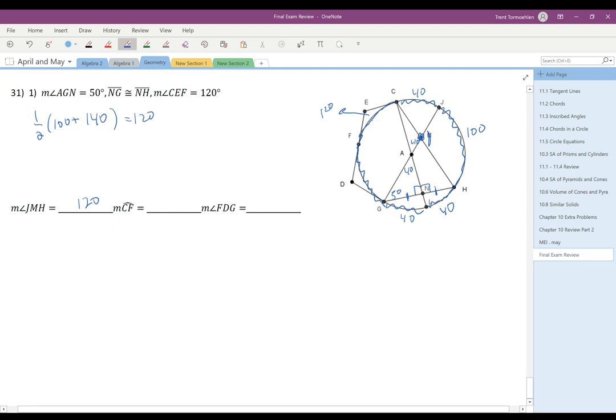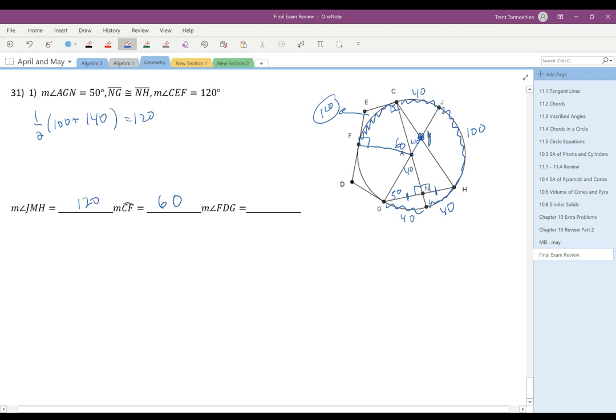We need CF. CF is this arc. Well, that one is found because if we draw in this radius, they're tangent lines. And since these are tangent, these are right angles. Since those are right angles, we know 90 plus 90 plus 120 is 300. And then the kite FACE, the 4 angles have to add up to 360. Well, 3 of them add up to 300. So that means this one is 60, which means the arc FC is also 60.